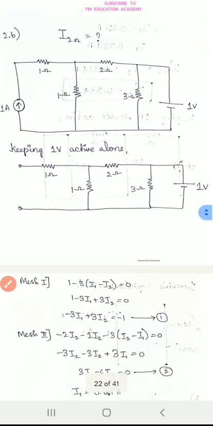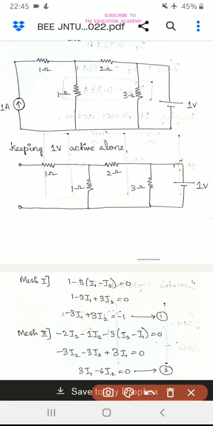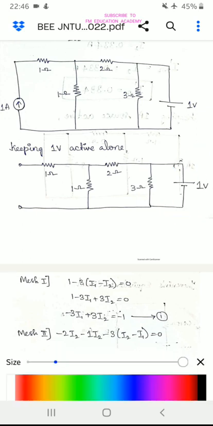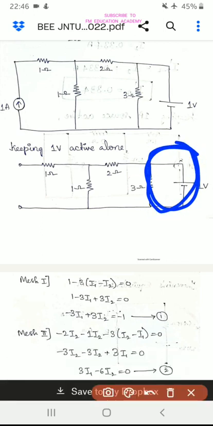Remember, in the superposition theorem, we have to keep one source active at a time. So here I am going to first keep the 1 volt active and open circuit the 1 ampere source. The first mesh, if you see, is the voltage across 1 volt minus 3 into (I1 minus I2) equals 0. Mesh means loops. This is my first mesh, so I'll apply KVL to mesh 1.